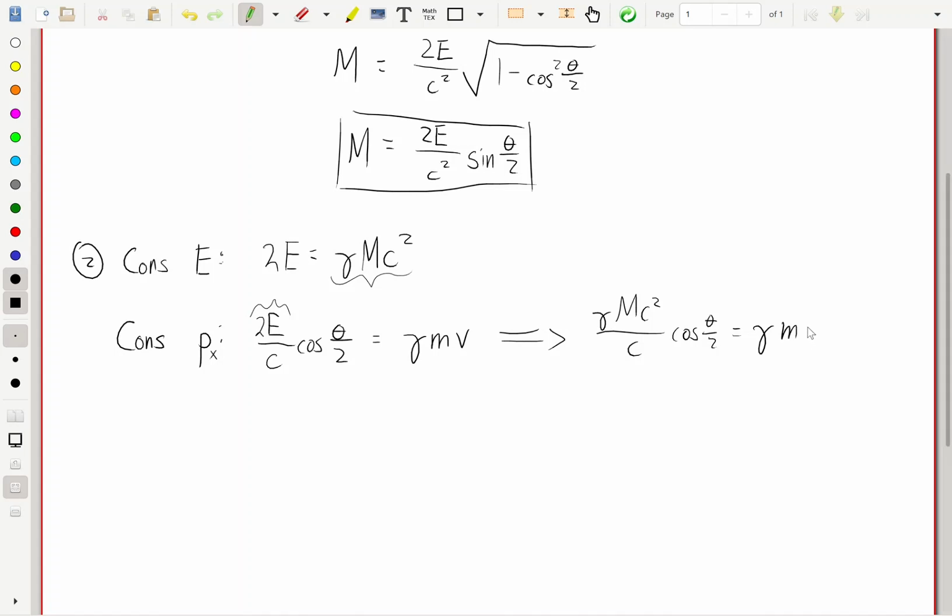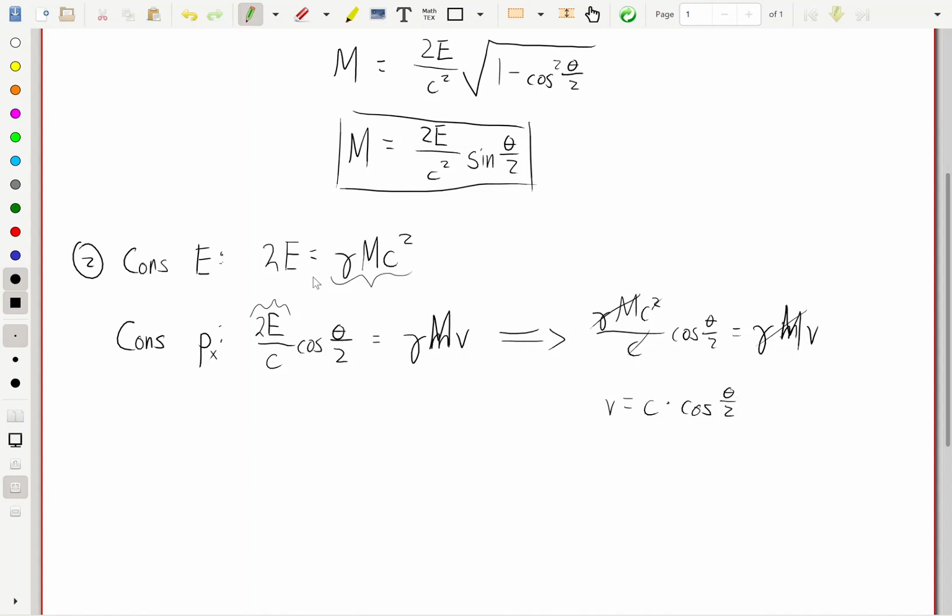We can find an expression for v. My bad, that's supposed to be a capital M. Gamma M cancels out, and one of the powers of c cancels out. So we get v equals c times cosine of theta over 2.